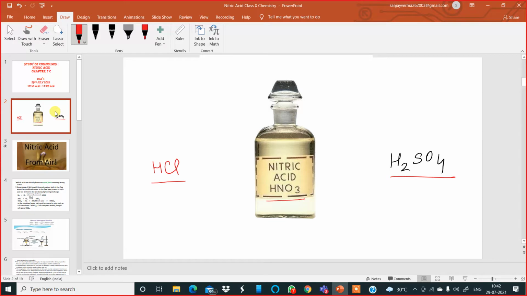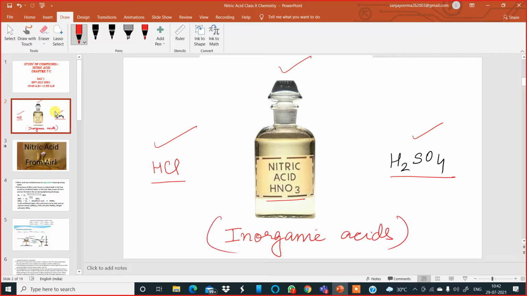Now, please note that these three acids, hydrochloric acid, nitric acid, and sulfuric acid, are the three most important inorganic acids in our syllabus, okay? So these are the three most important acids in our syllabus.